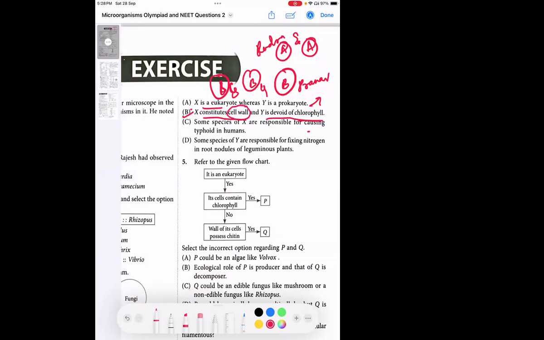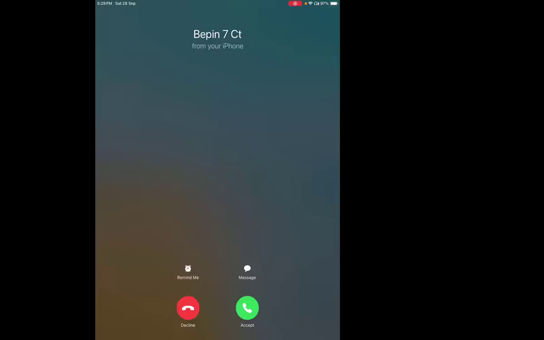Now, if they have the cell wall, who should have the cell wall? The plant cell, not the animal cell, right? The plant cell should have the cell wall. Now, in that case, this can be actually correct, right? Because the plant can prepare the food. So, X can be the plant. Just one minute, children.